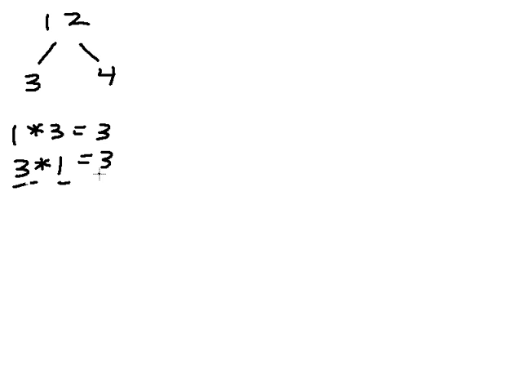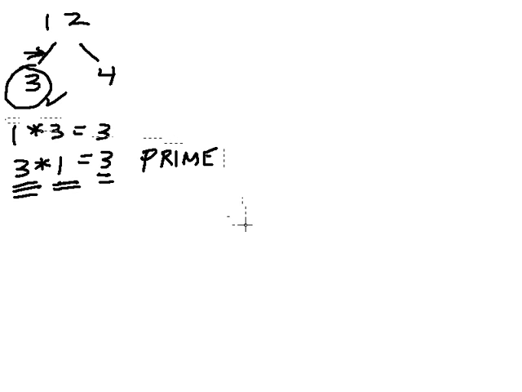If this is true, when a number only has a 1 or itself as a factor, then it's called prime. Prime numbers are the leaves of a factor tree. Here's the branches, and prime numbers are the leaves. Well, 4 is not prime. You can multiply 2 times 2 to get 4.